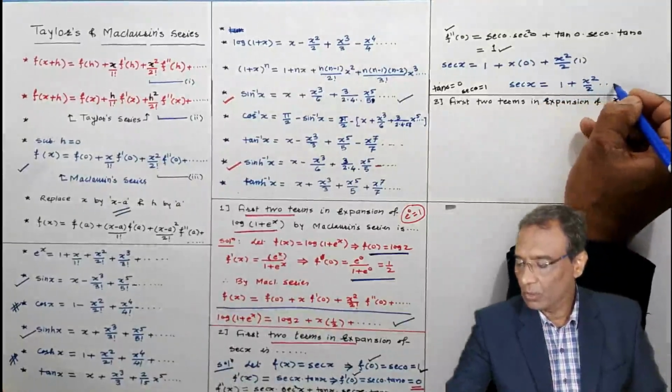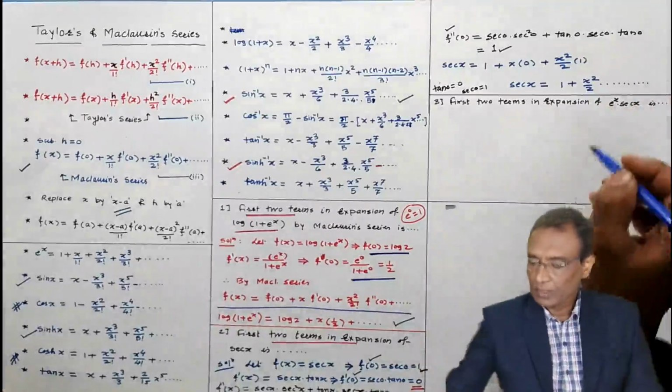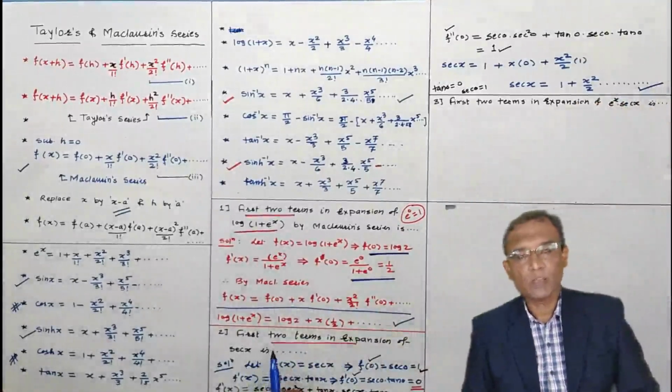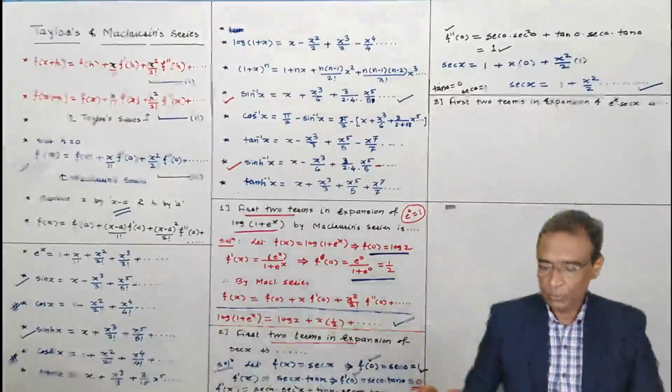Just you can put dot dot here. It indicates that a lot of terms are there. Okay, this right hand side is the answer to this one. It means sec x we have expanded in ascending powers of x up to 2 terms.